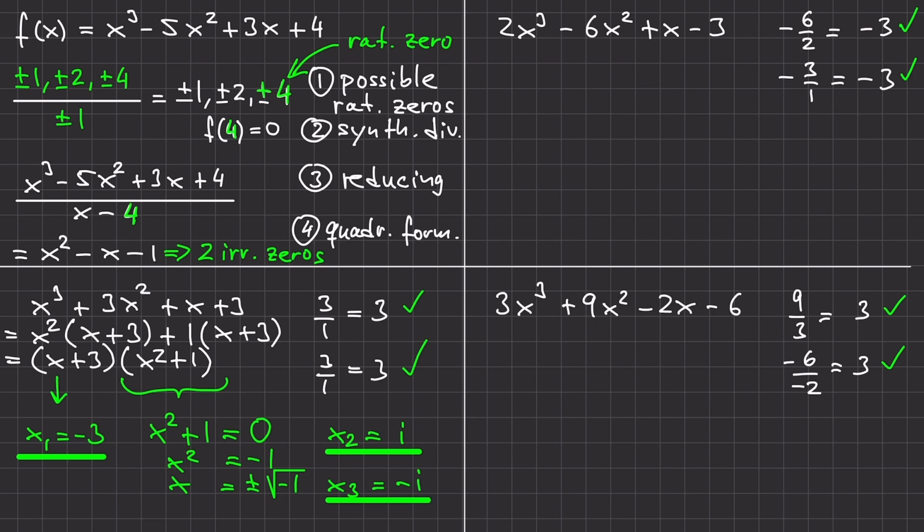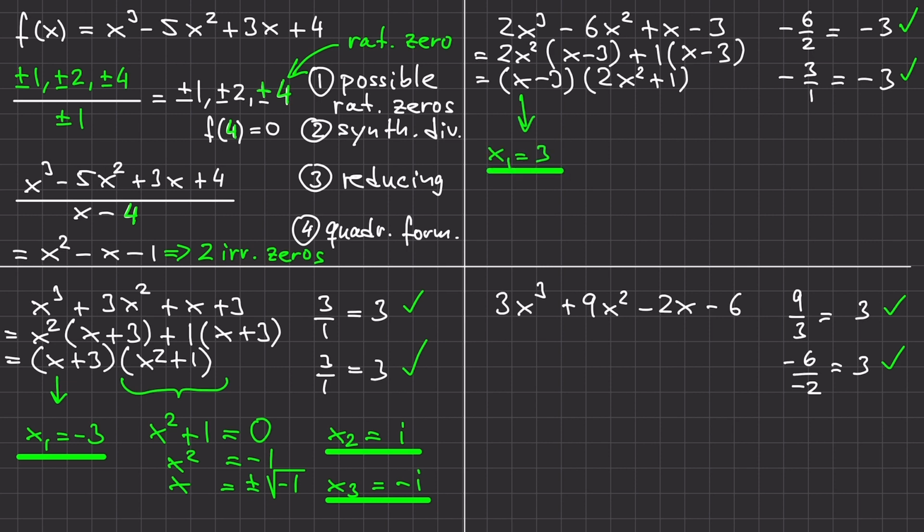Let's look at the next example and factor by grouping. Again, we can write the first group as 2x squared times x minus 3 in parentheses plus 1 times x minus 3 in parentheses. So we get x minus 3 in parentheses times 2x squared plus 1 in parentheses. The first zero is 3. Let's find out what the other zeros are.